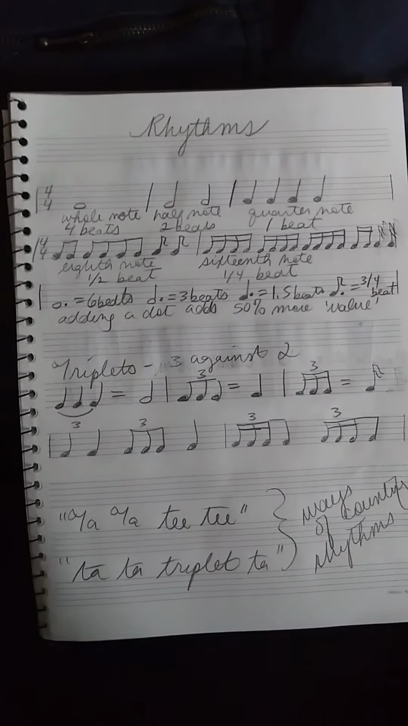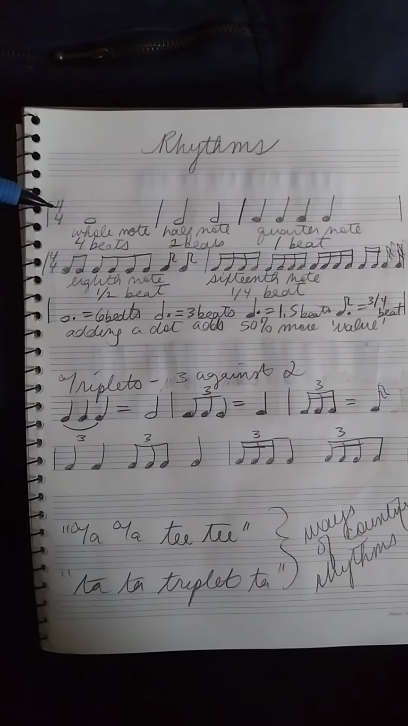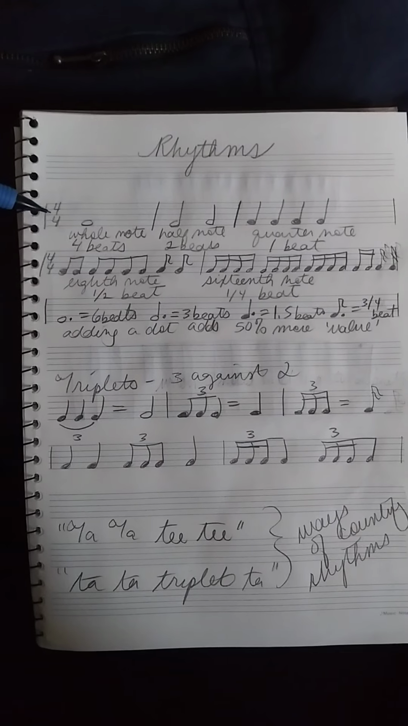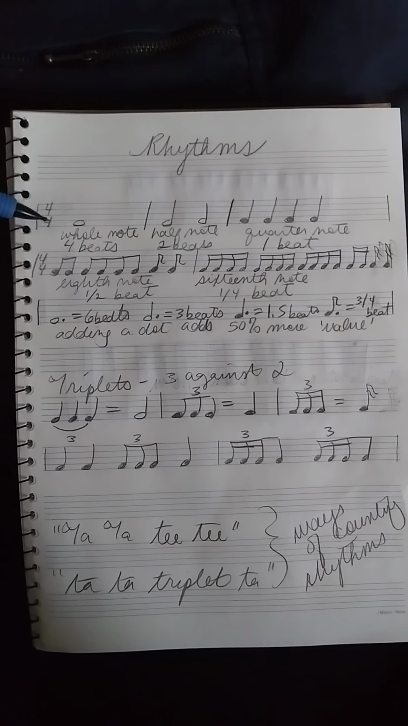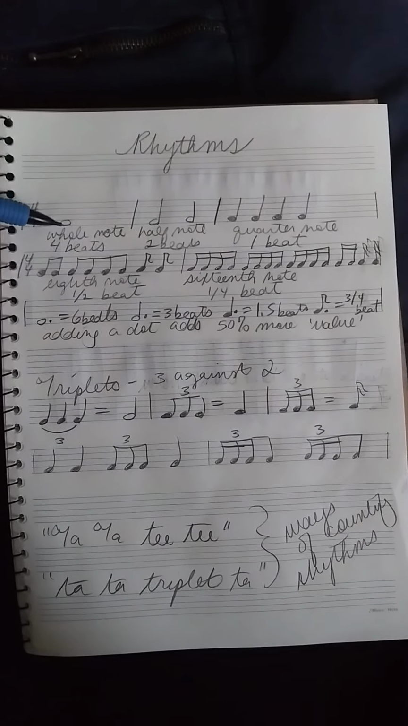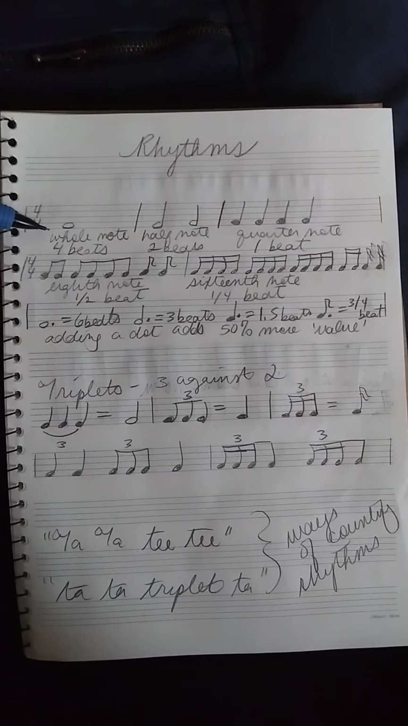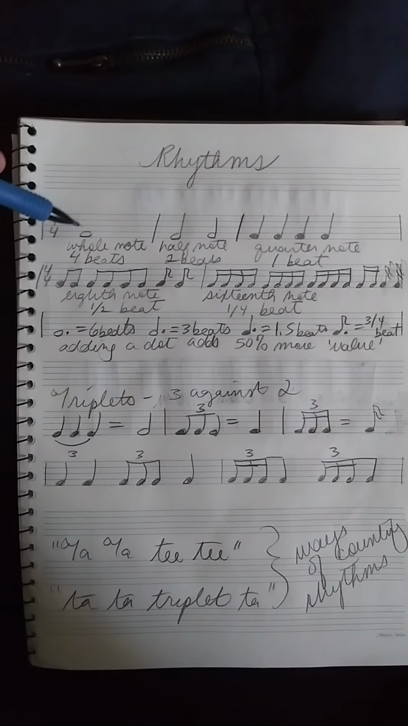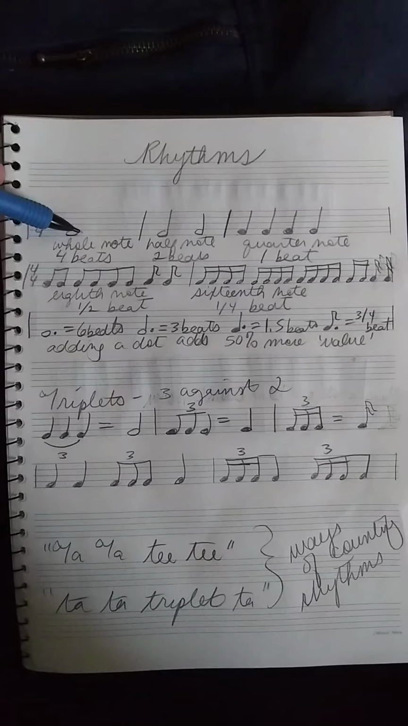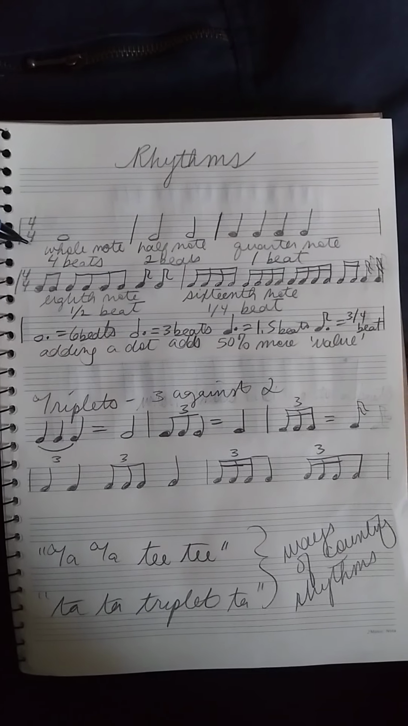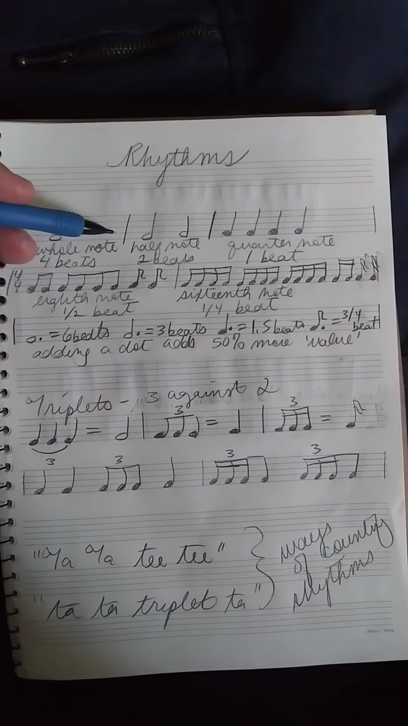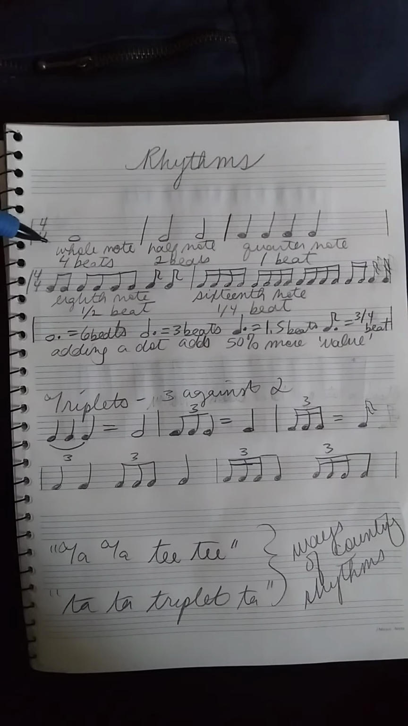Alright, part 2, we are going to discuss rhythms today. For today's purposes, we will be in 4/4. That means there are 4 beats to a measure. We'll talk about other time signatures in another lesson. So, your first note is your whole note. That's worth 4 beats. You need 1 whole note to comprise an entire measure in 4/4.